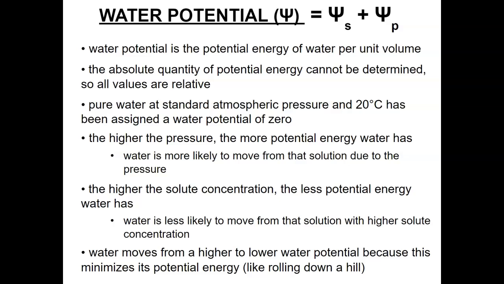So in the case of water potential, we're always comparing to pure water at standard atmospheric pressure at 20 degrees Celsius. And if this is true, we have assigned that to have a water potential of 0. So we'll always compare to a water potential of 0, but again, that's at normal pressure at a specific temperature with nothing dissolved in it. That's where that comes from. That's how we have something to compare to.